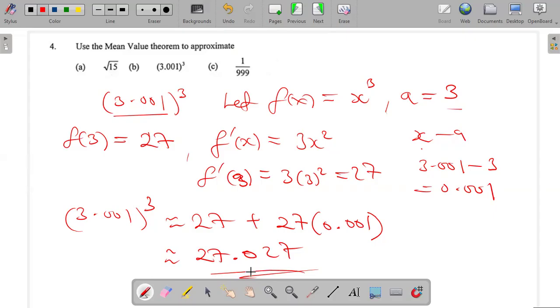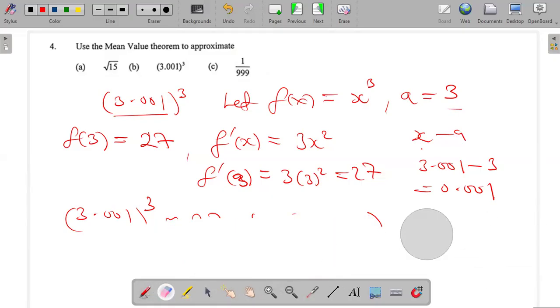I can do that even on my calculator, just say 3.001 cubed. If you use your calculator, you get something like 27.027009. So this is a very good approximation of that. All right, let's move on.